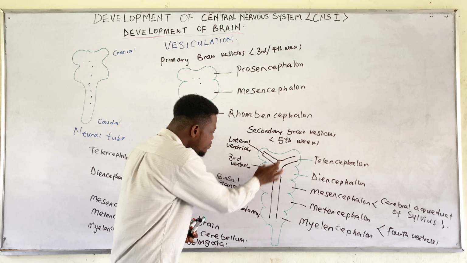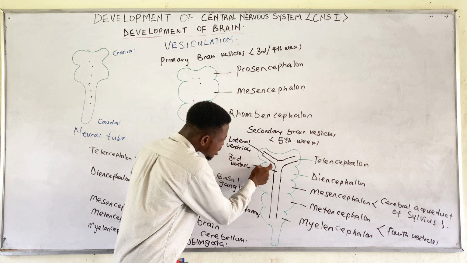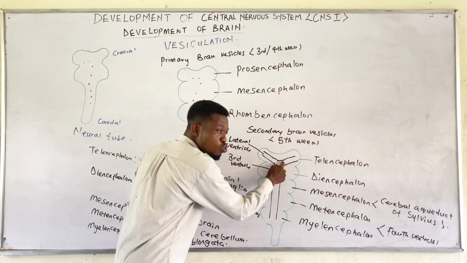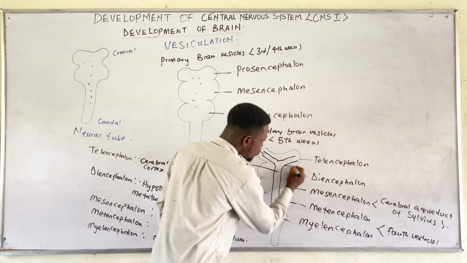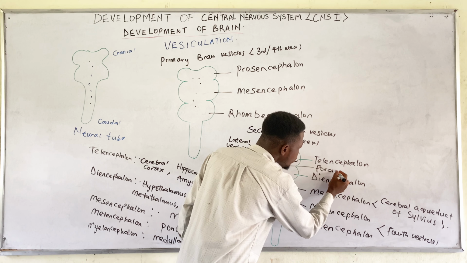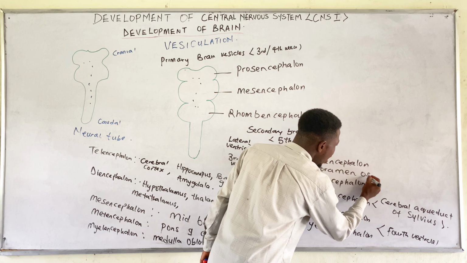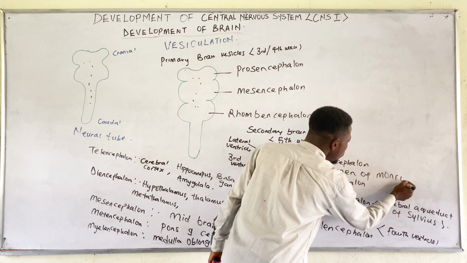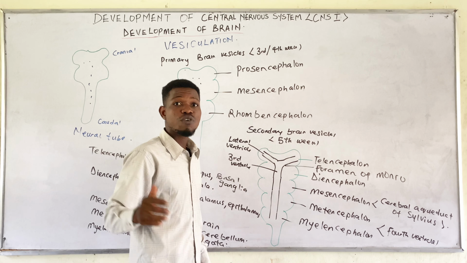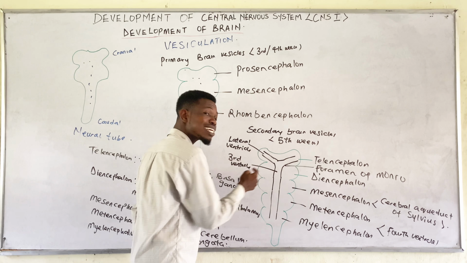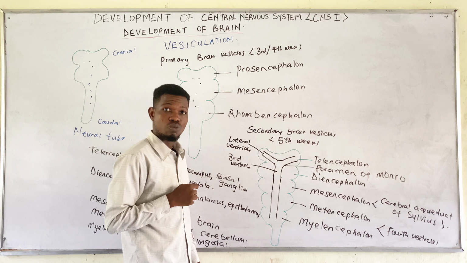Now, in these ventricles of the brain, there's something that connects the two lateral ventricles with the third ventricle. This is it here. We call it the foramen of Monro. Monro foramina. It is also called interventricular foramina. It is the one that connects the two lateral ventricles with the third ventricle.